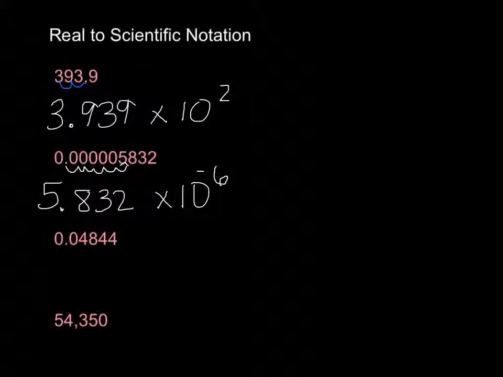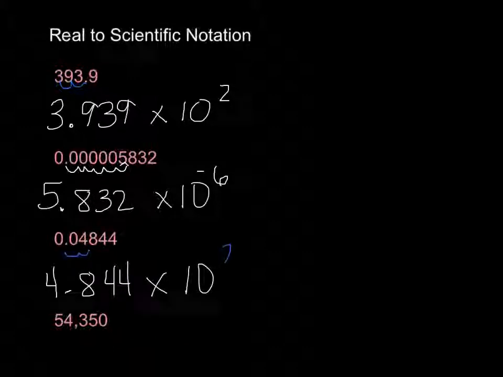Okay, looking at the next problem, 0.04844 in scientific notation. What's your first non-zero digit? 4. So we have 4.844 times 10. And to determine which power it is, 2 spaces. Now, our exponent should be negative because our number is less than 1.